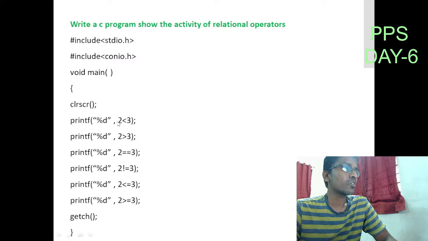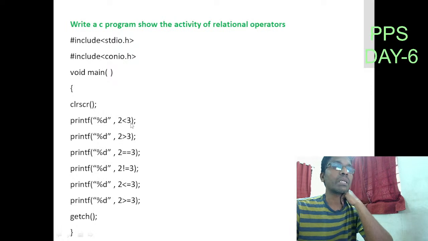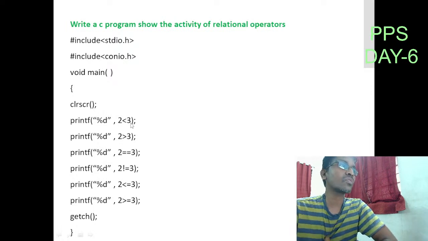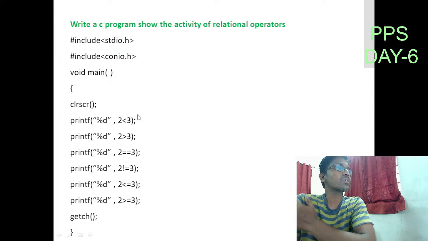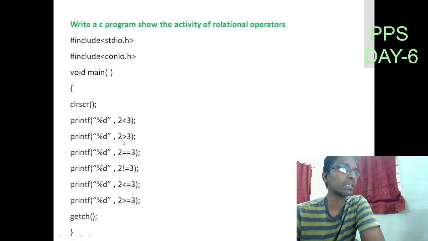So what is the output of this expression? printf %d comma 2 less than 3. If the condition is true, then it will print 1. If the condition is false, then it will print 0. So here 1 indicates true and 0 indicates false. So in this example, if it is true, it will print 1, and if it is false, it will print 0.